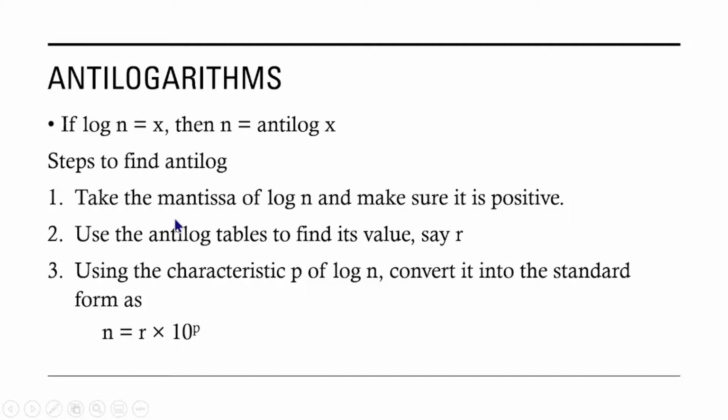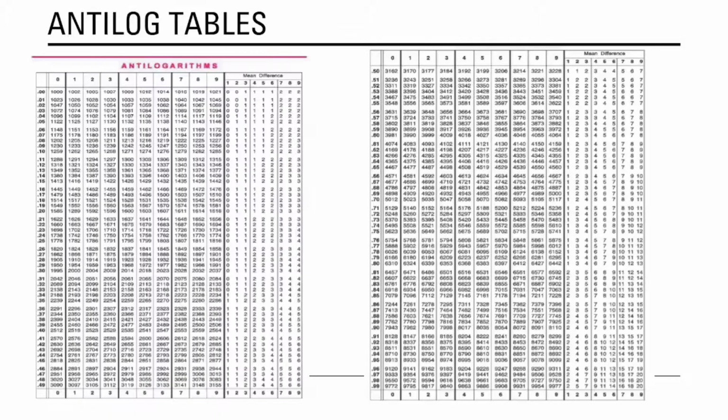So the first step is we have to take the mantissa of log n and make sure it is positive. And then for this mantissa part, we have to use the antilog table and find its value. Let us say it is r. Then we can find the number n as r into 10 raised to p, where p is the characteristic of log n. So while doing problems, we will understand these steps.